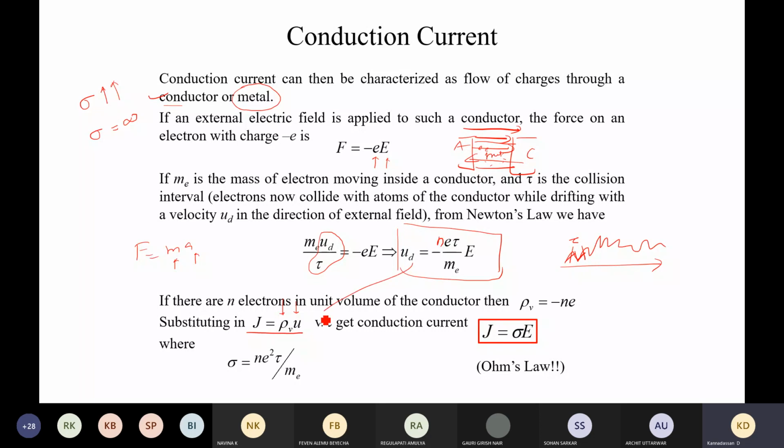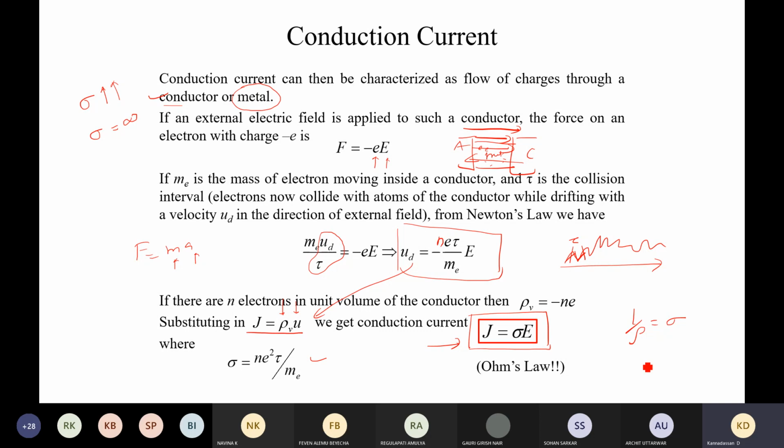And when you substitute this equation in this, then you will get this equation, where sigma is nothing but n e squared tau by m. This e tau by m is nothing but the mobility, and there comes the conductivity, and you will get this expression. And this is the expression originally known as Ohm's law. And later we have this conductivity is nothing but 1 by rho.